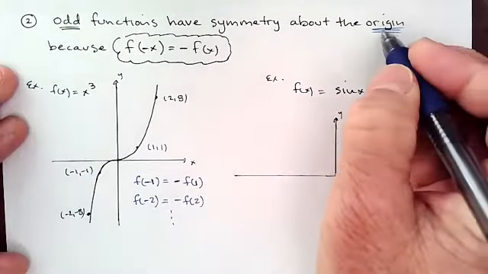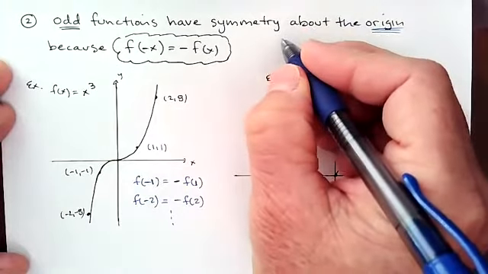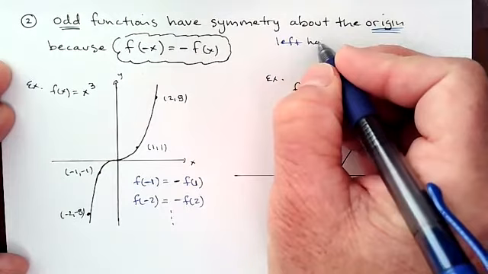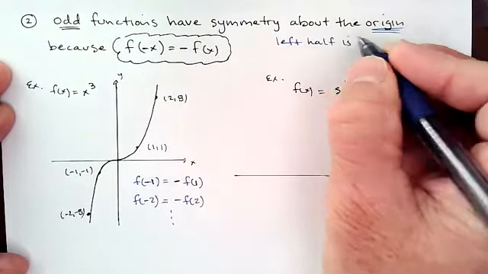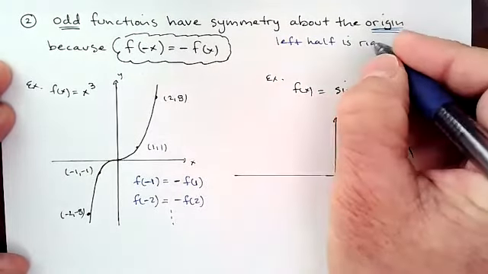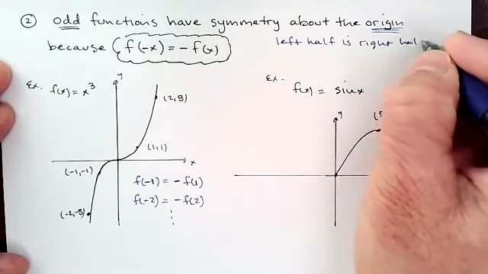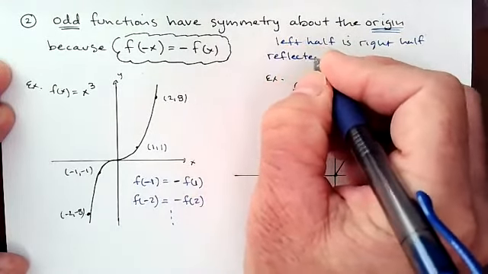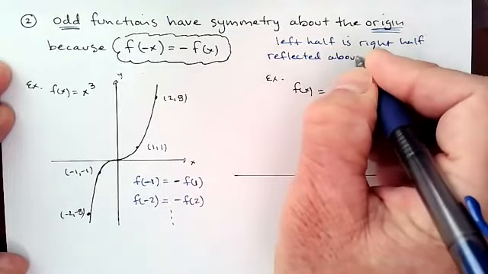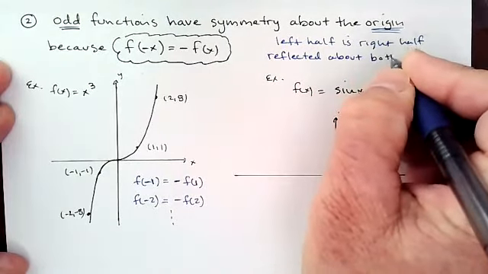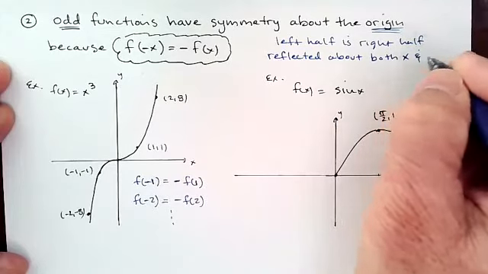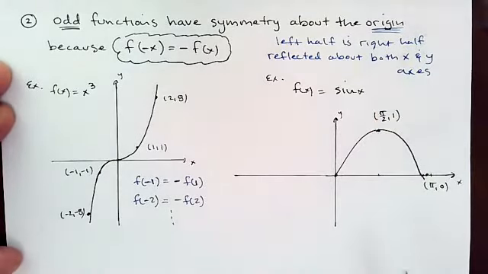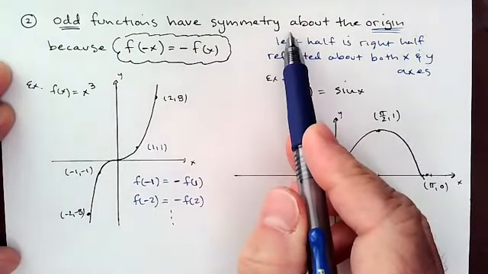So when we say symmetry about the origin, we mean the left half is the right half reflected about both the x and y axes. That's what we mean by symmetry about the origin.